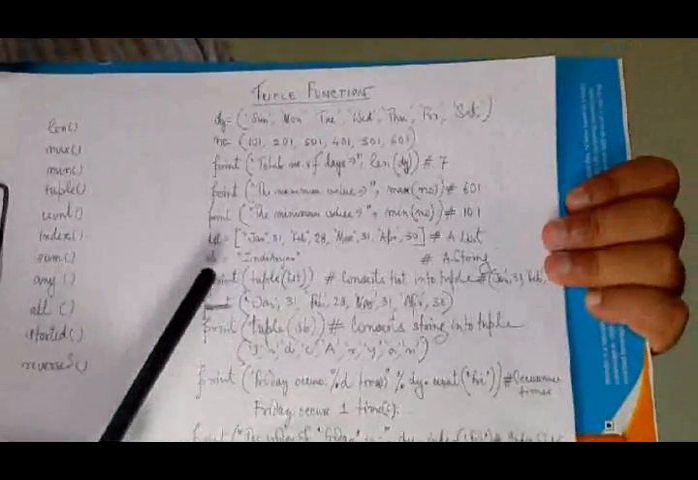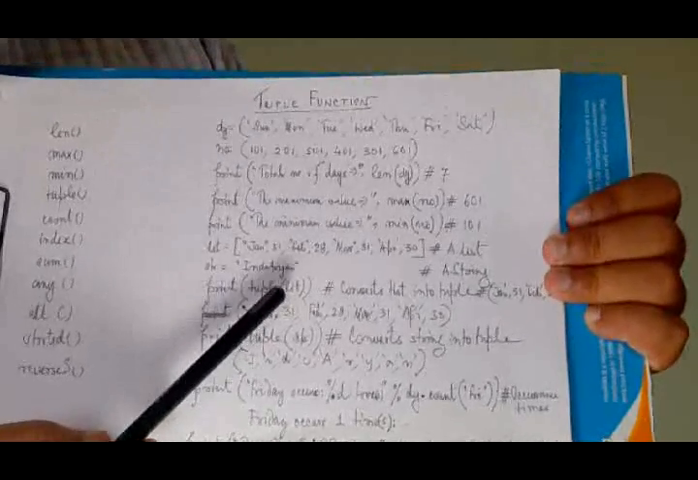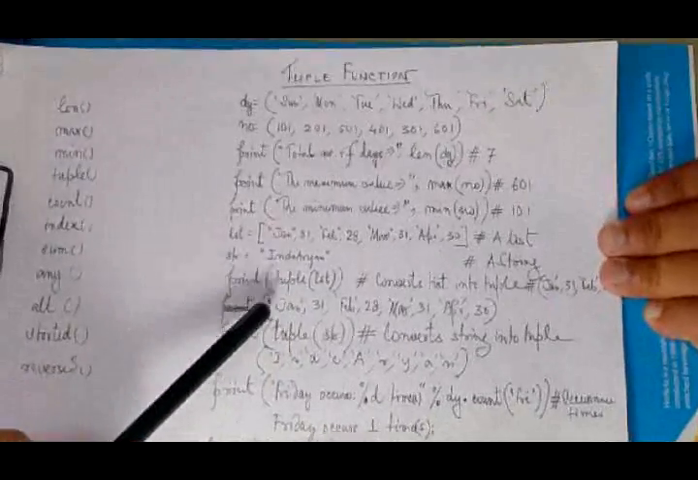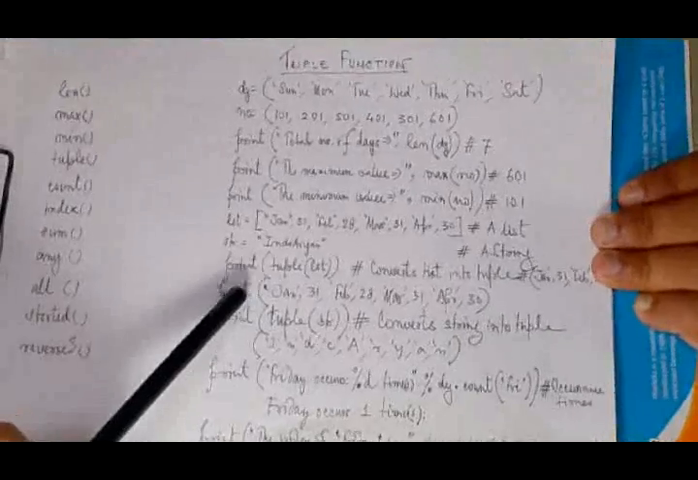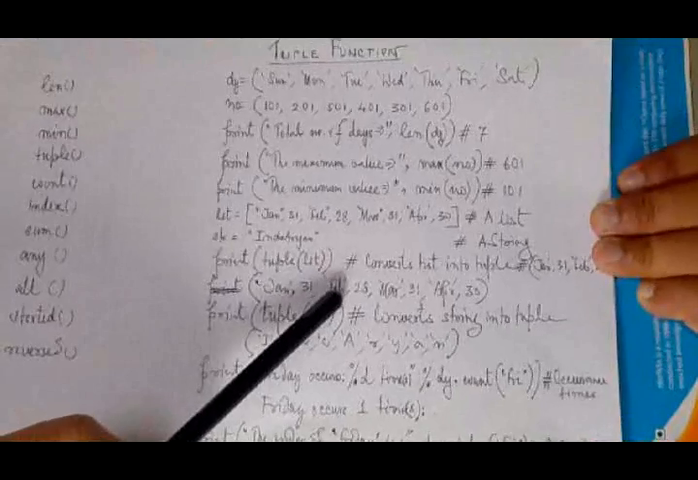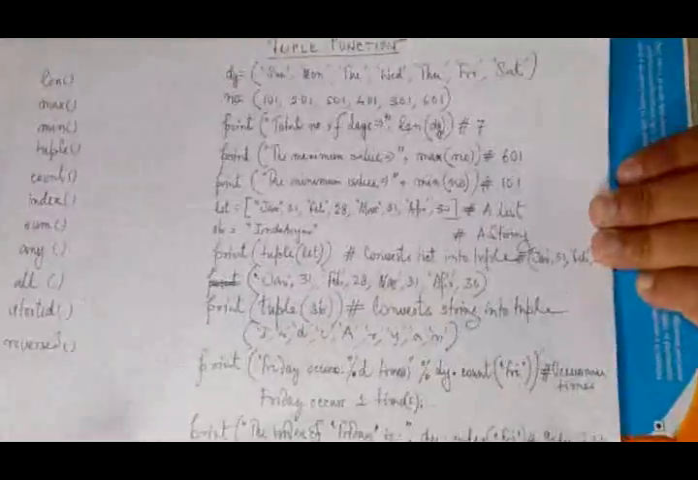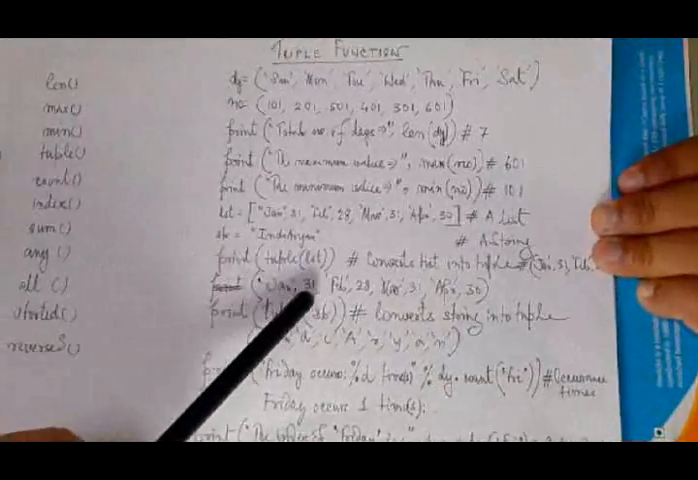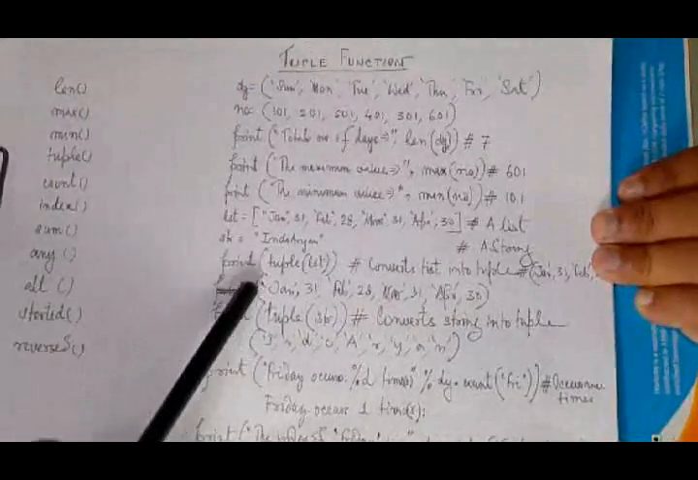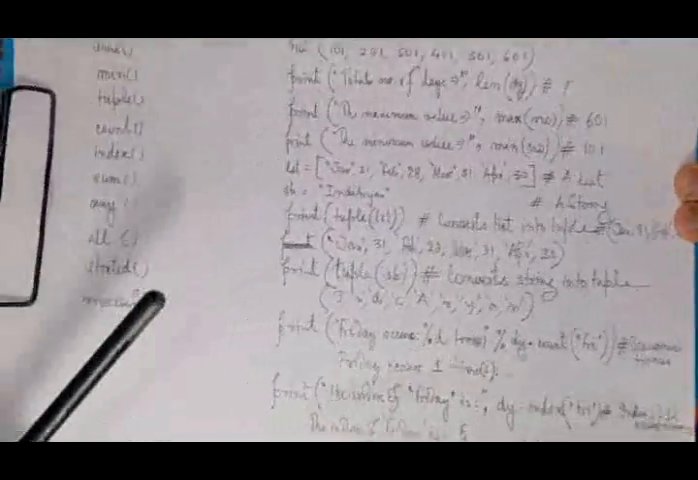Now see, print tuple LST. What does it print? The values of LST will be converted into a tuple and printed in this format: JAN, 31, FAB, 28, MAR, 31, APR, 30. The text values are under quotation and numeric values are without quotation as they are, and the output is under parenthesis, that is a tuple.